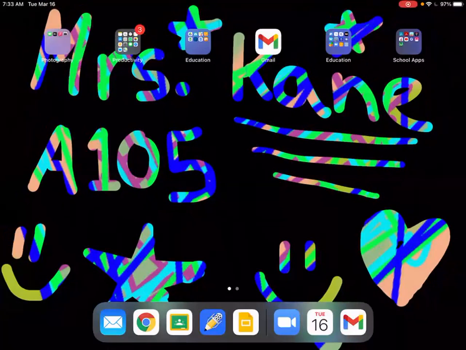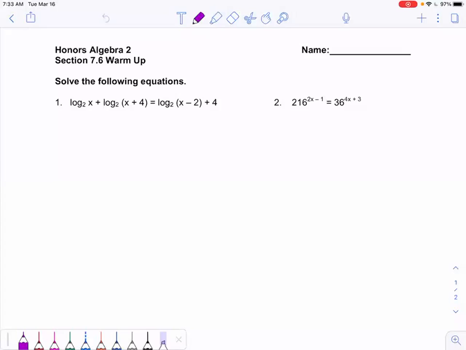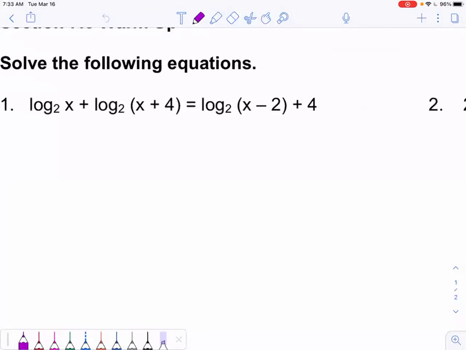Was everybody able to find the warm-up? So I thought we'd just go through this warm-up together as a class as a nice little refresher. And see, I started off with a really crazy looking log equation. Again, my goal is to push the ante a little bit here.